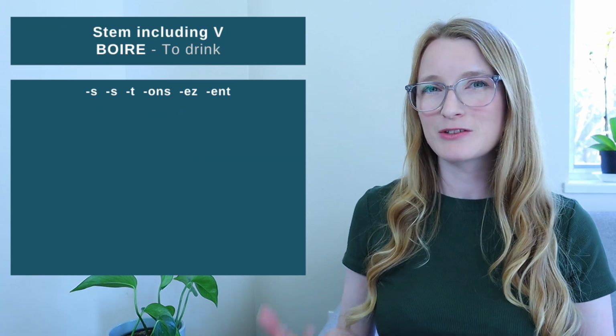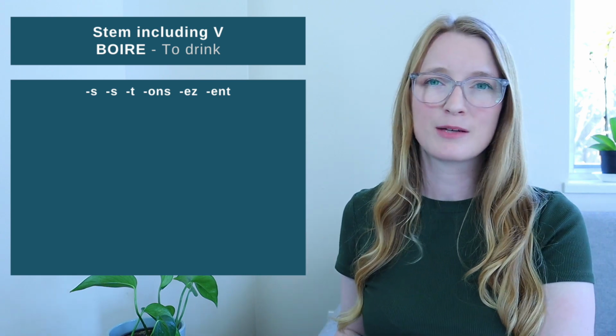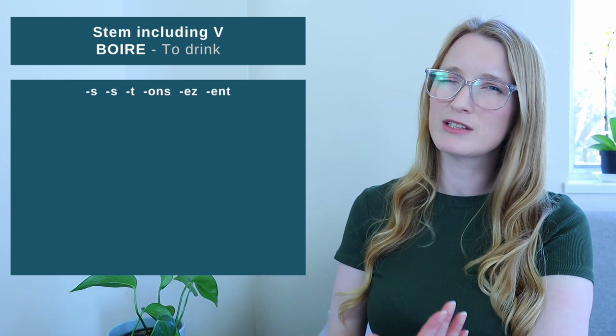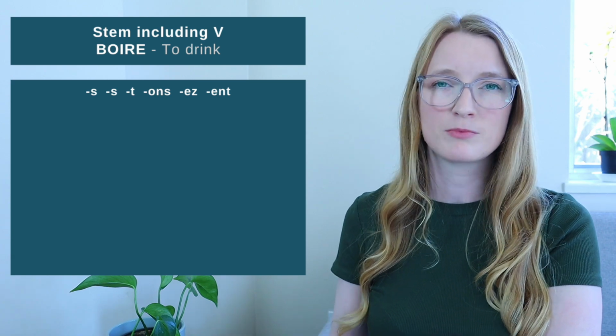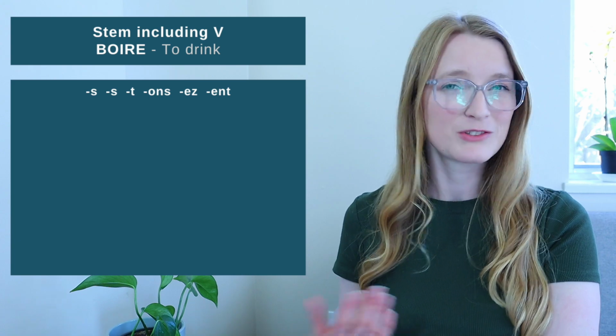Now when the stem includes v. We have quite a few of these. Sometimes the stem is going to change a bit more than that, sometimes not. So make sure to study each of them. We are going to start with boire, to drink.